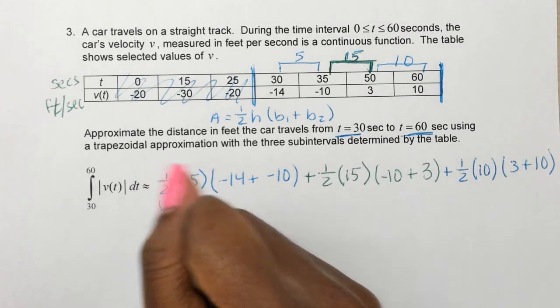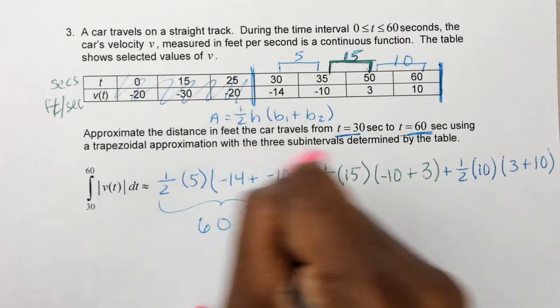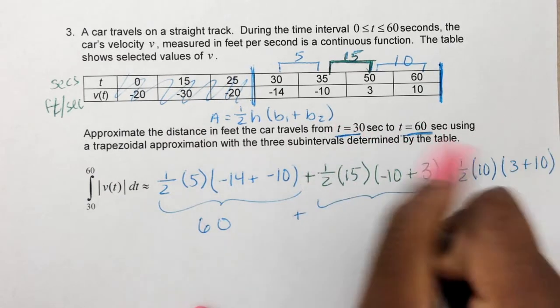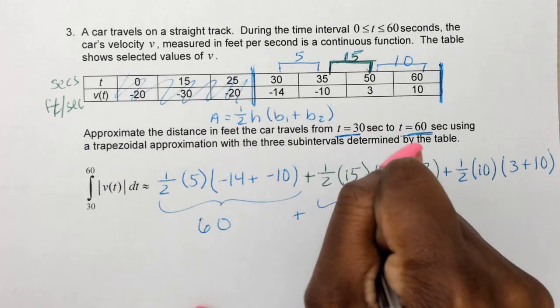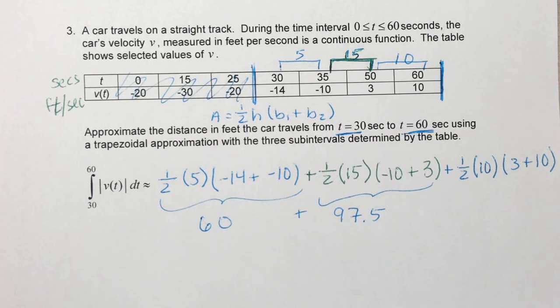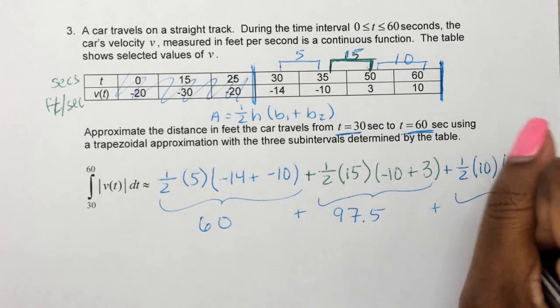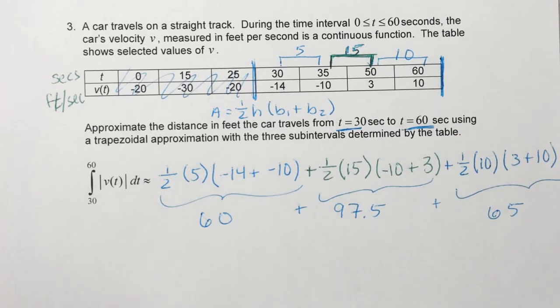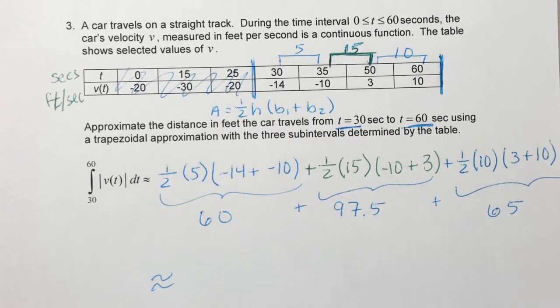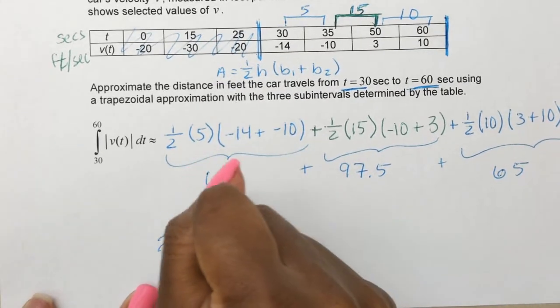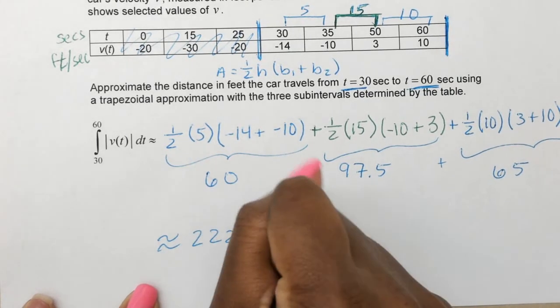So when we do all of this math out, this becomes 60 plus 97.5 plus 65. And if we add them all up, we get approximately 222.5 feet.